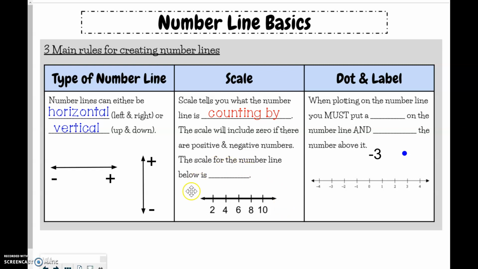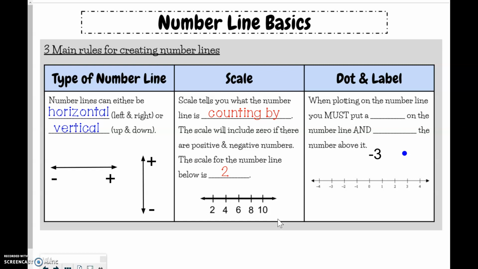The scale that the number line below is counting by, if you notice, is 2, 4, 6, 8, 10. That's counting by 2, so the scale of this number line would be 2. And notice how it stays the same, right? It doesn't jump from 2, 4, then 5, then 8, then 10, right? It stays the same. It has to count by the same number consistently. That's what a scale does.